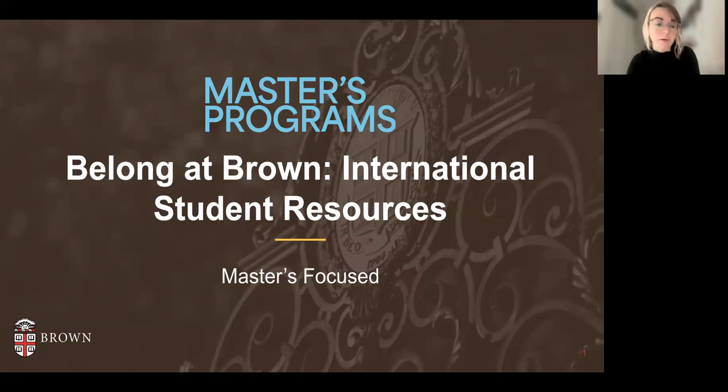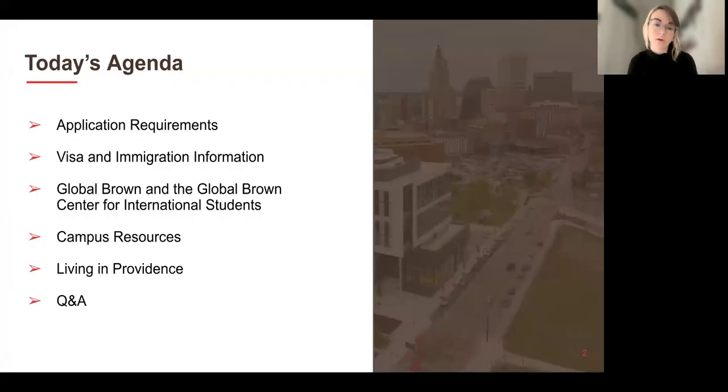But if we want to go to the next slide, we can go over what we're going to be covering today in our agenda. We're going to go over a little bit about specific application requirements for international students, and then we have two of our lovely campus partners here, June and Sonia, to talk a little bit about visa and immigration information, as well as the Global Ground Center for International Students. We're going to cover a little bit about campus resources, specific to being a master's student, also common resources and centers that you might be encountering as a student here at Brown.